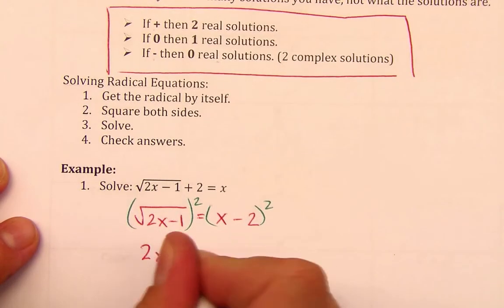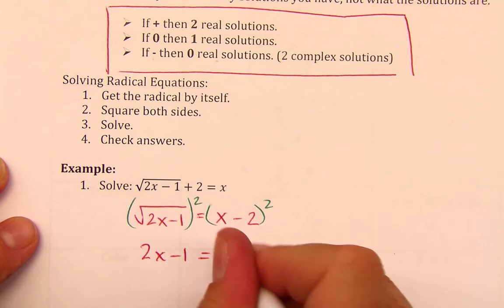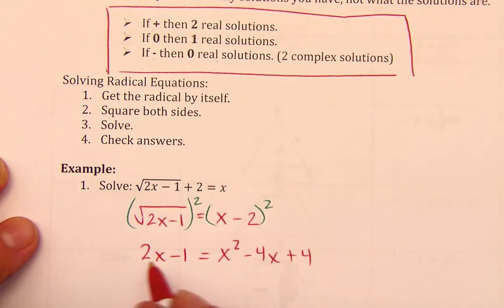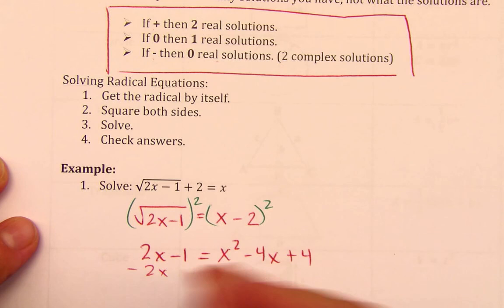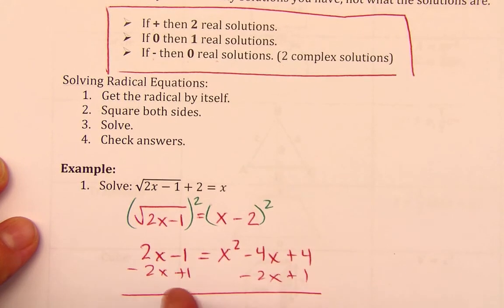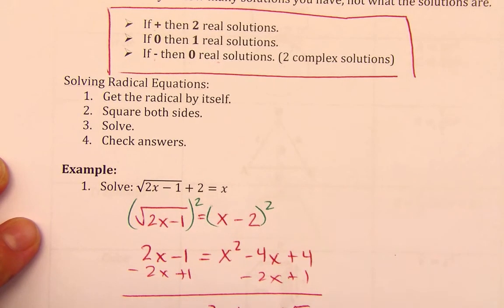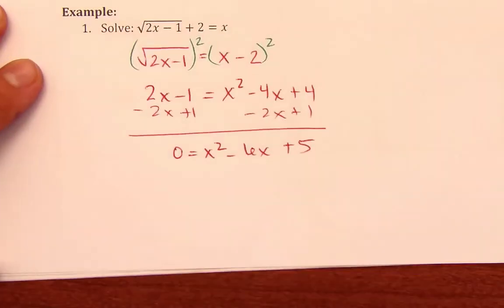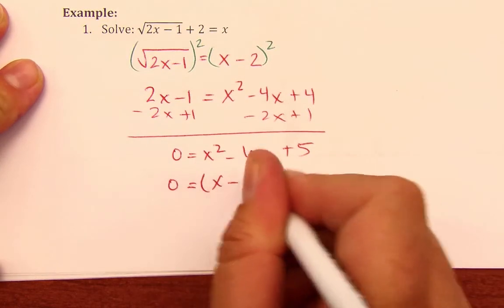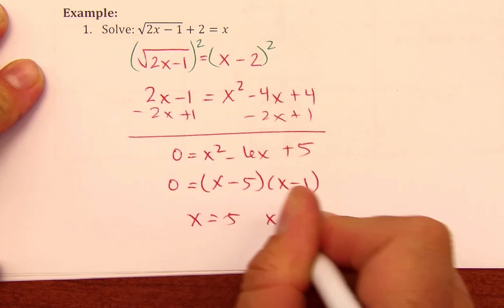And I have 2x minus 1 equals, I need to FOIL this out, and I get x squared minus 4x plus 4. And subtract 2x, plus 1. I get 0 equals x squared minus 6x plus 5. And I can factor this. And I get x equals 5 and x equals 1.